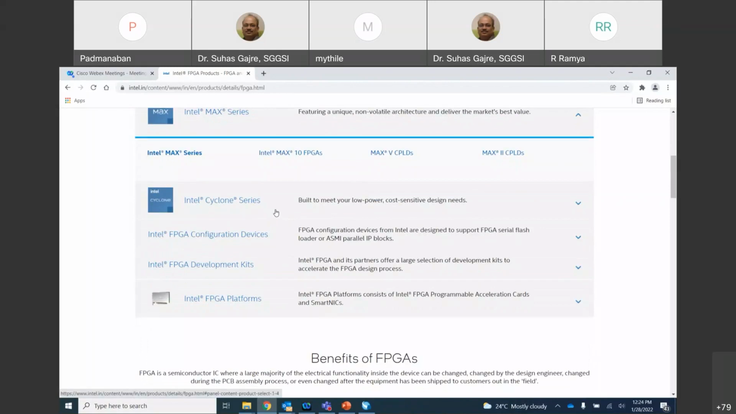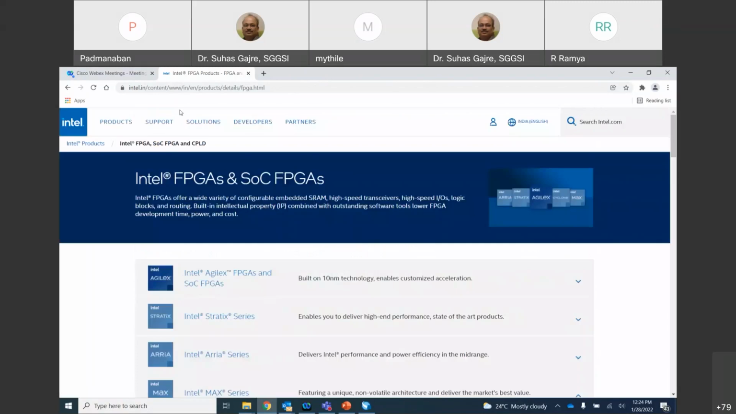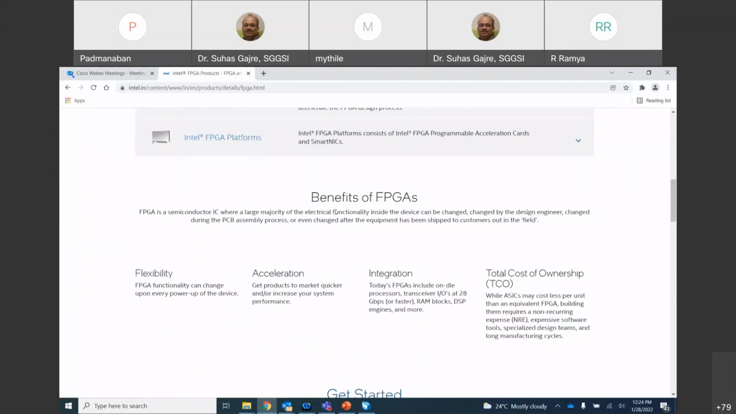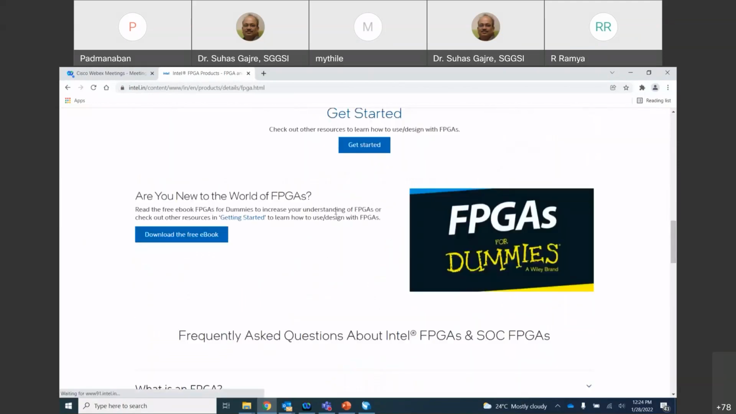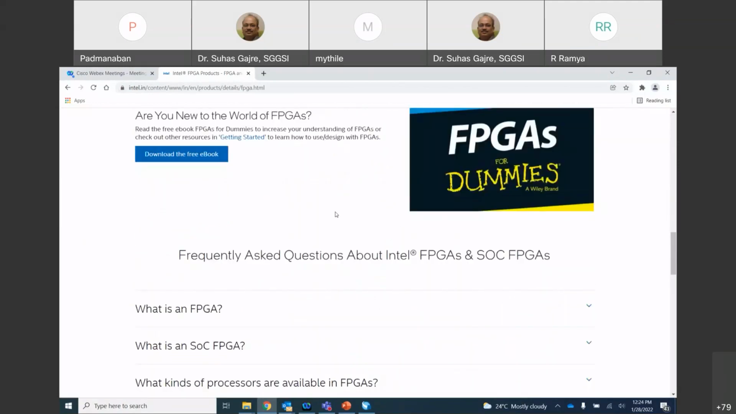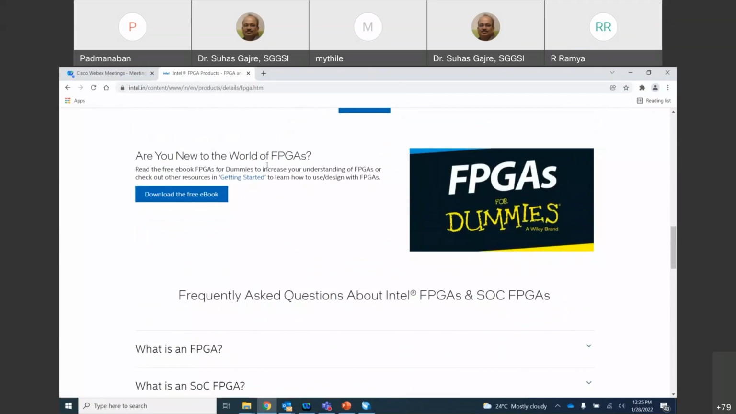To understand that with a clear picture, you can directly refer to the same home page itself. You will get a clear picture of the basic idea of the SoC FPGA. That's what I'm going to show you so that it is easy for you to grab the information and get a clear picture. If you are very new to the world of FPGAs, you can download this free ebook, which is available on our homepage, FPGAs for Dummies. You can get this detail.